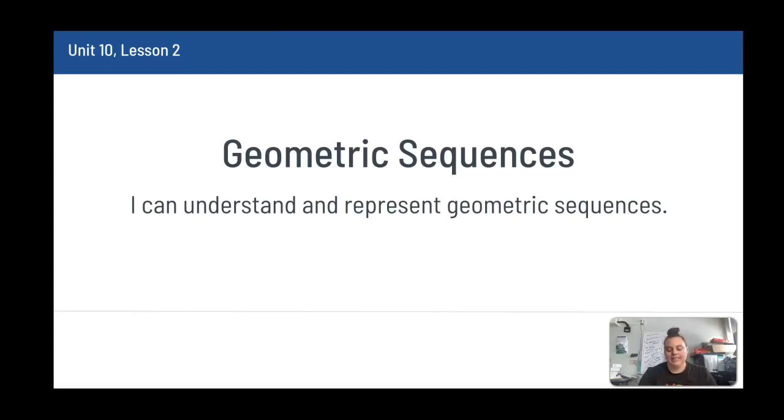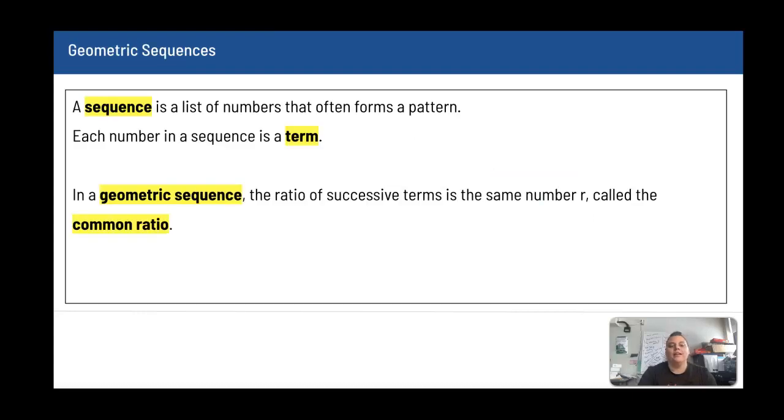Hey y'all, in this lesson we are going to take a look at geometric sequences. We want to be able to understand and represent geometric sequences. We still know what a sequence and a term is from the last lesson. However, in a geometric sequence, the ratio of successive terms is the same number. And this ratio we call the common ratio, or R.